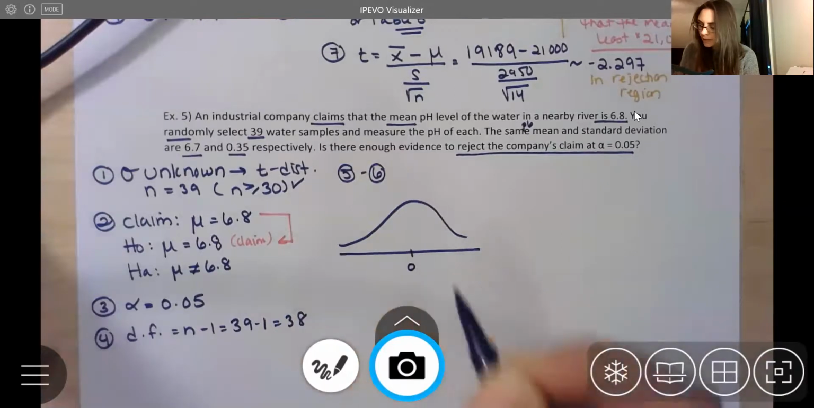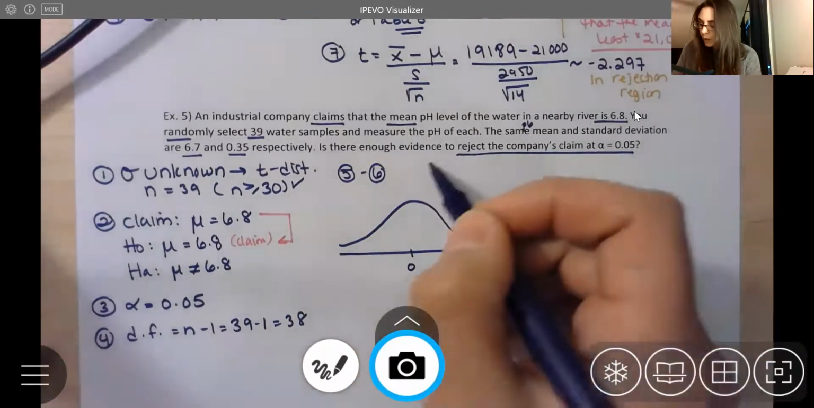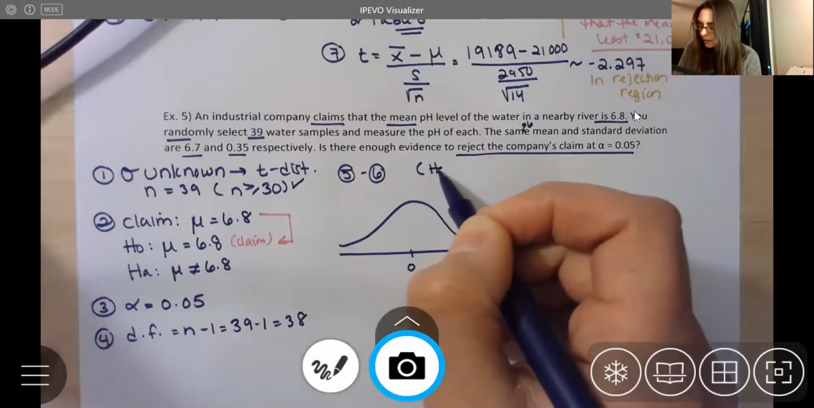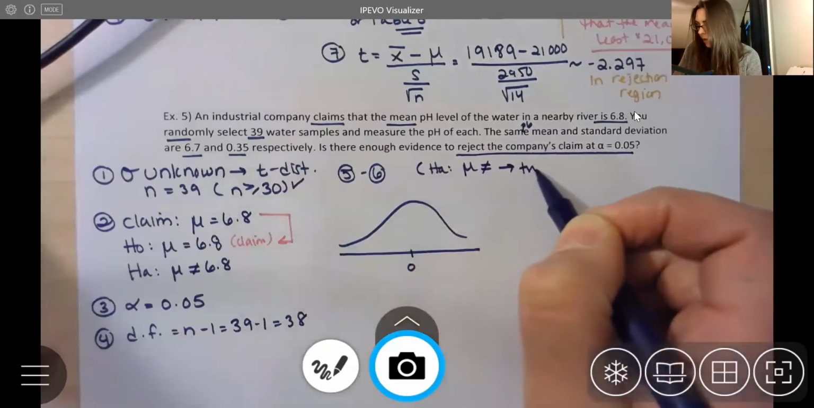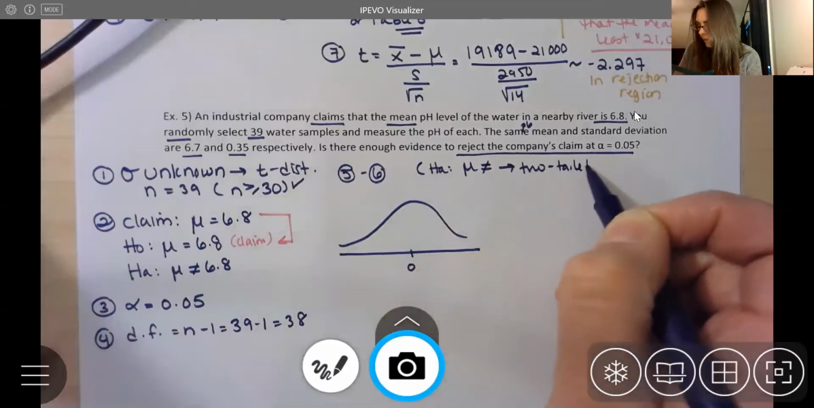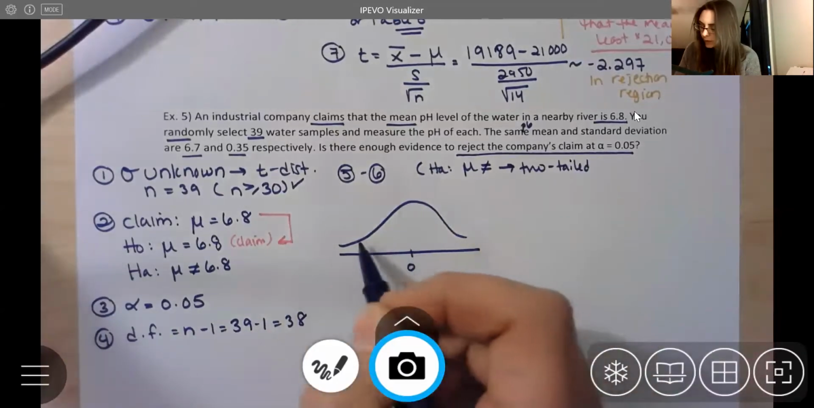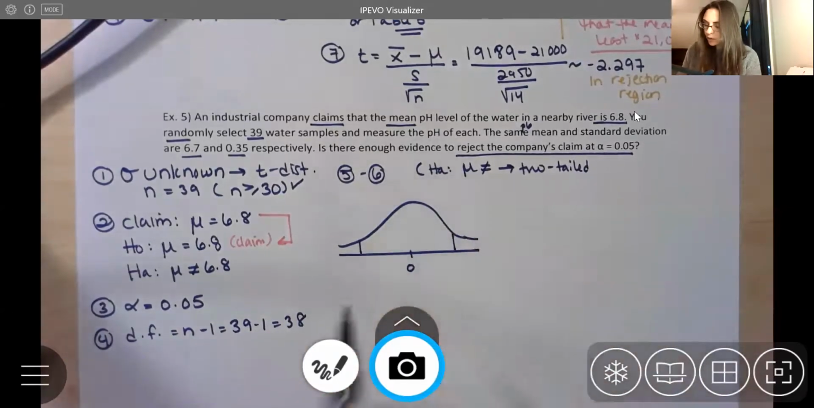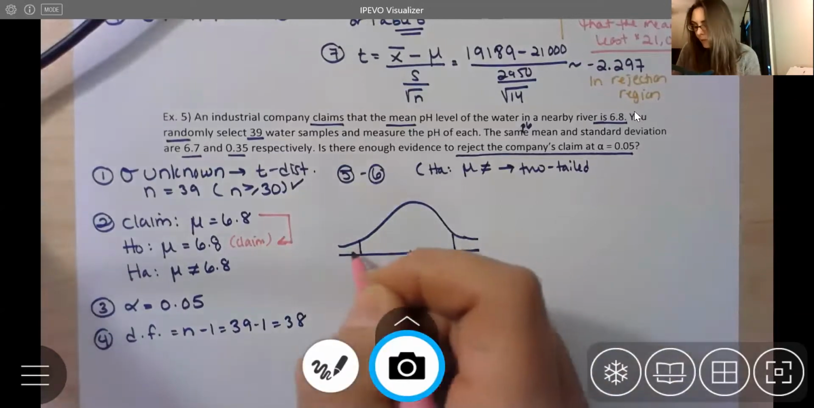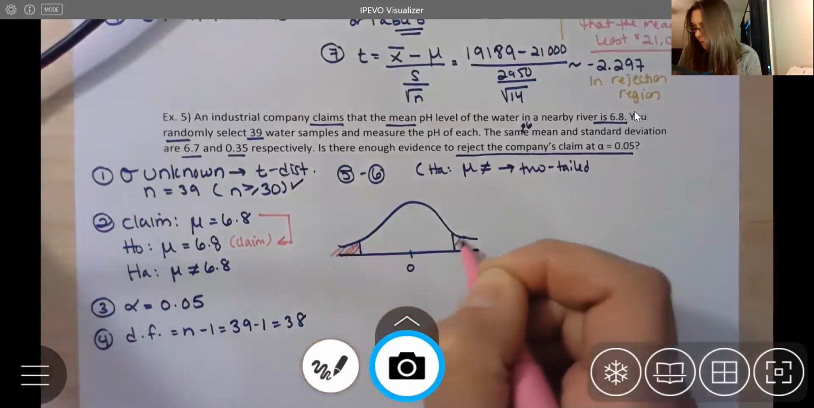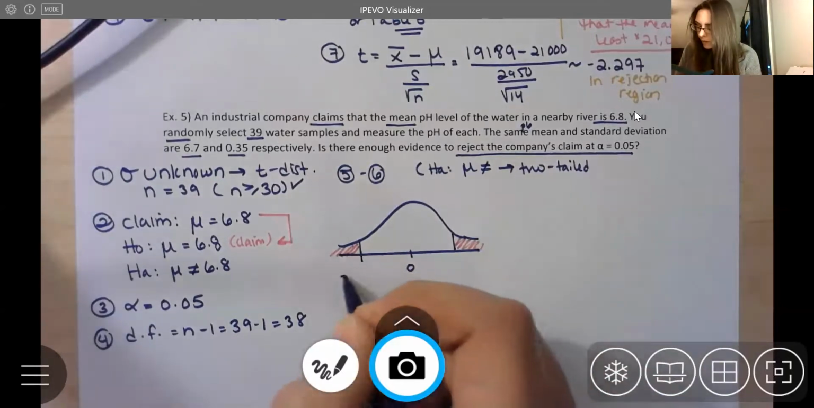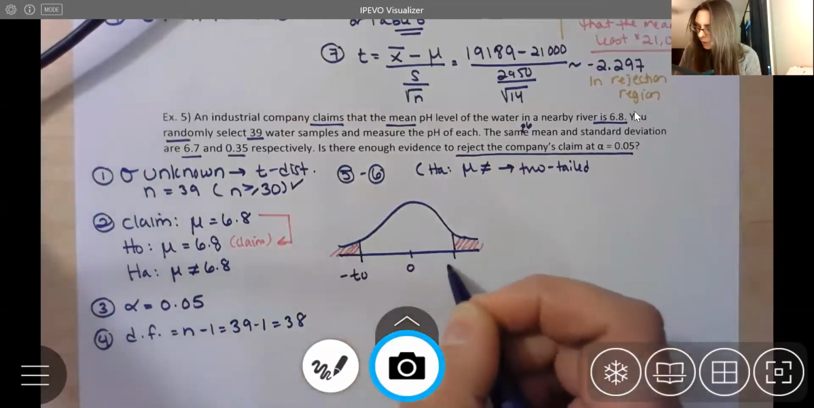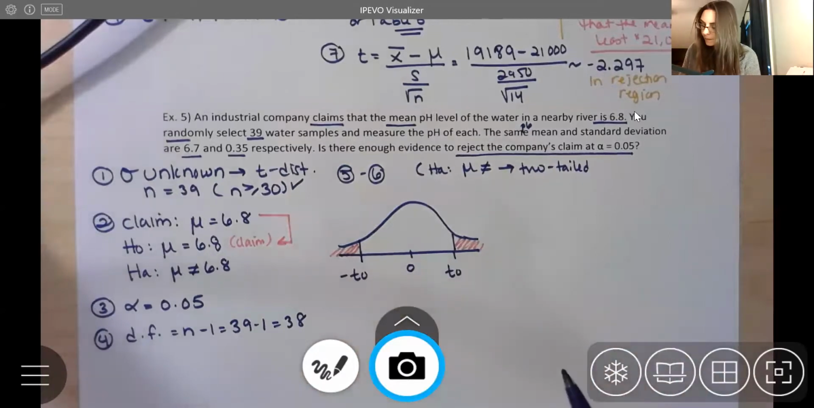My center is at 0. Now, notice here that my alternative hypothesis has a not equal sign. So we have a two-tailed test here, which means that I'm going to have a critical region on each side. And this is supposed to be symmetric, so I know it doesn't look perfect, but we have the same amount on each side. So we have one value here, and we have one value here.